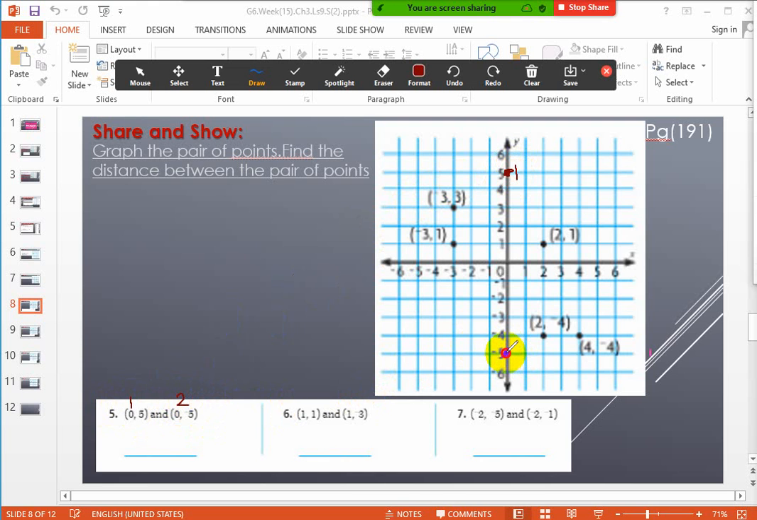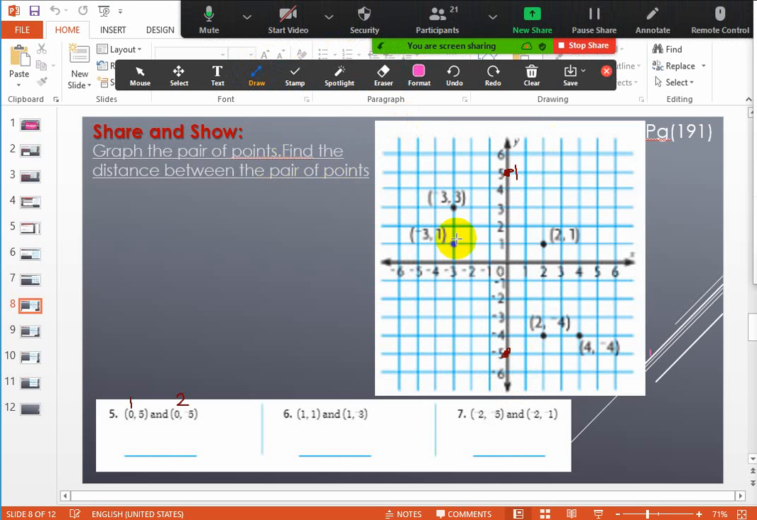Very good, very good. What is the distance between those 2 points? Very easy. Look, the points are on the y-axis. So that means on the same vertical line. So I will use the vertical coordinate, which is y, to find the distance between them.